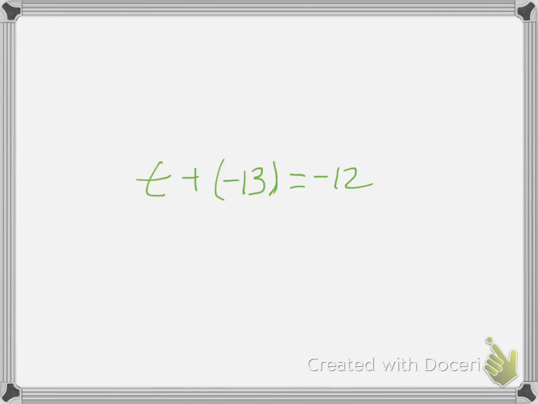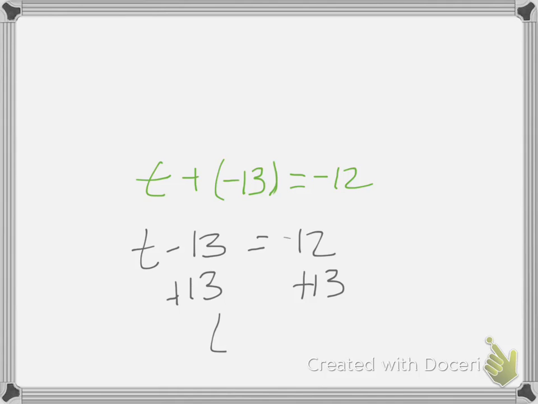Okay, this is the same thing as t minus 13, because a positive times a negative is always a negative. So we need to add to get rid of it. So t equals negative 12 plus 13 is just a 1.